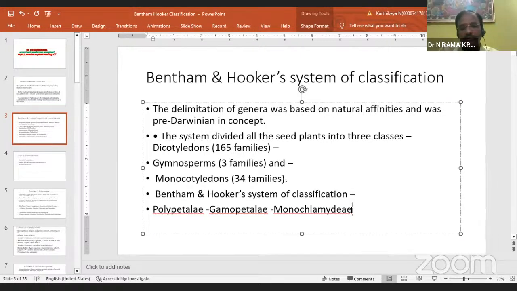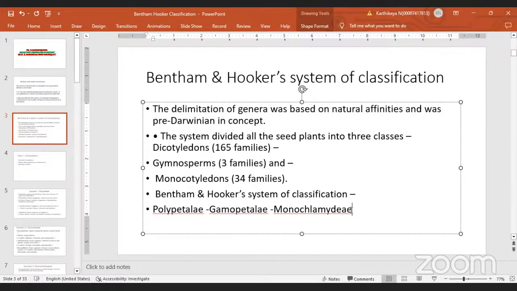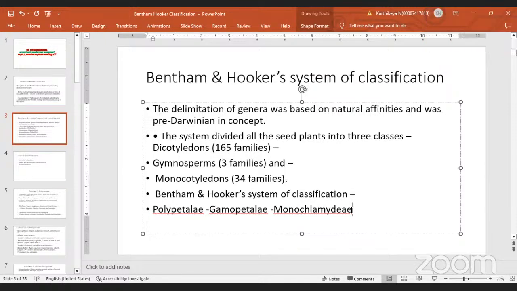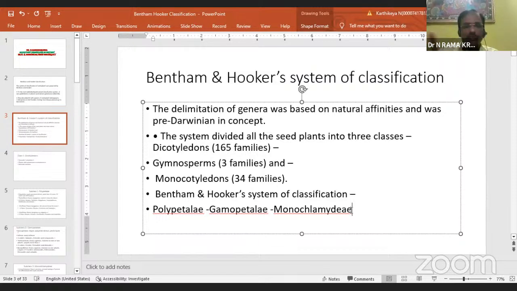After this, what is the second subclass? Gamopetalae, fused petals. Very good. Monochlamydeae means calyx and corolla are fused, called united perianth. Now the subclasses are over. After the subclasses, we are going to the first one, polypetalae.